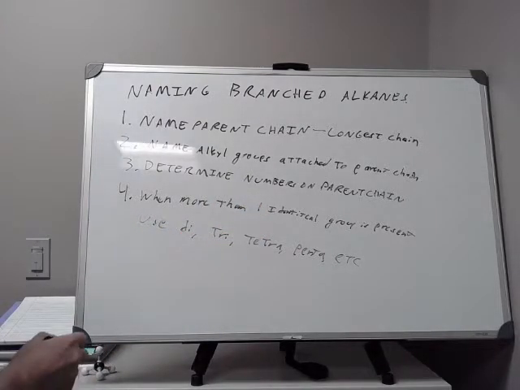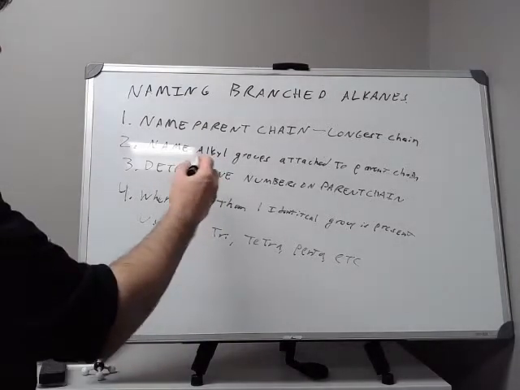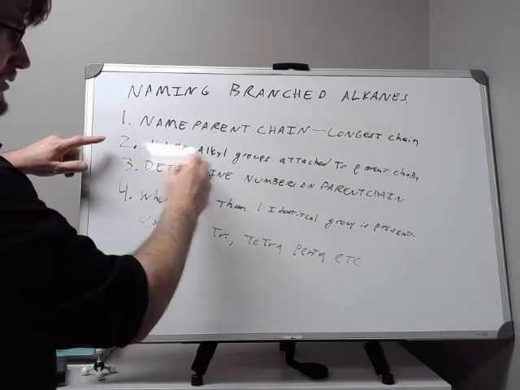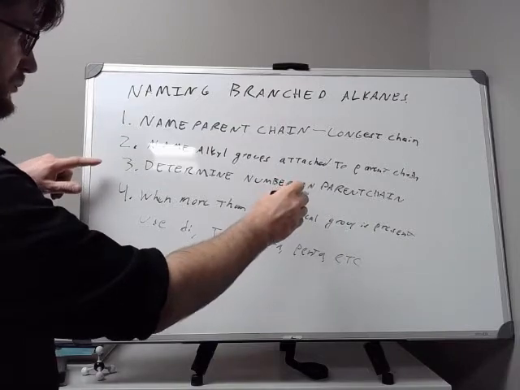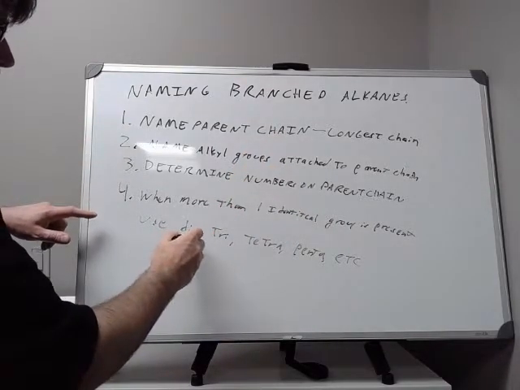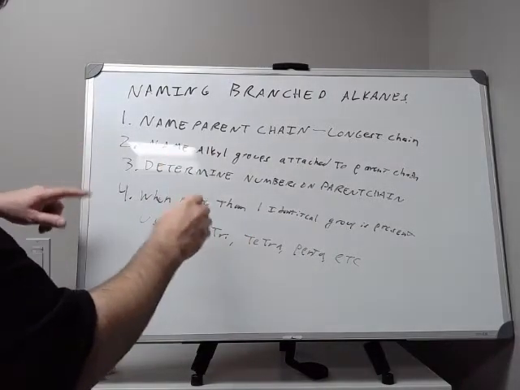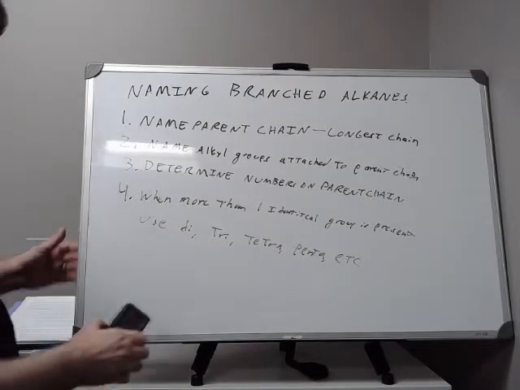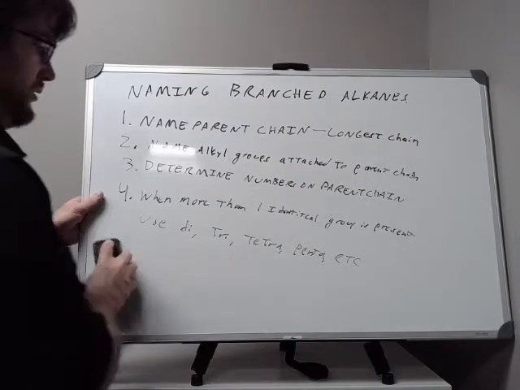And so the overall name of the molecule will have all of this information: the name of the parent chain, the names of the alkyl groups, the numbers where those alkyl groups can be found on the parent chain, and prefixes to tell us how many of each group exist attached to that parent chain. And we'll work through several examples in order to help understand how to use these rules.